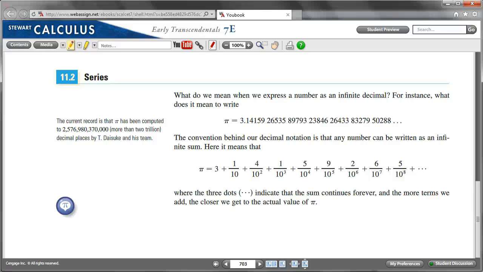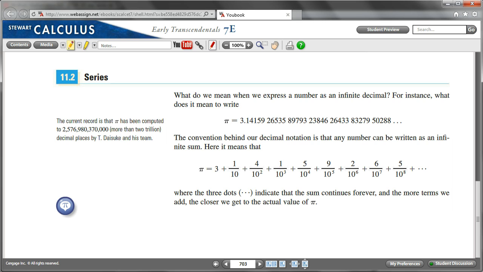11.2 Series. A series is a special kind of sequence given by summation. Here's a nice motivational example. The first line expresses pi as a sequence of decimal digits, 3.14159, etc. According to this, there's no pattern, no periodicity, no limit. But looking at this a little bit more carefully, you can see that this is actually a summation: 3 plus 1/10 plus 4 over 10 squared plus 1 over 10 to the third power, and so on, just like you have in the second line. And that has a limit.